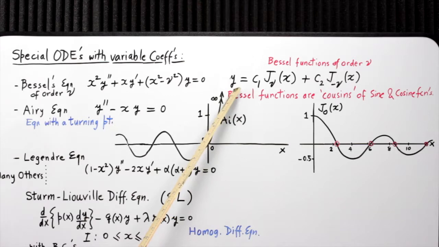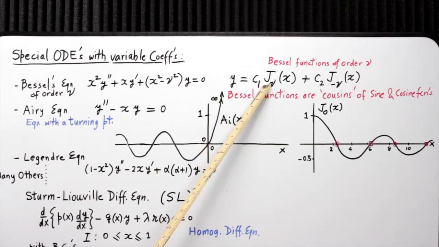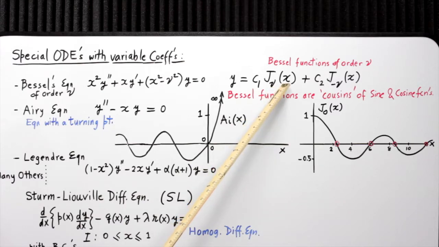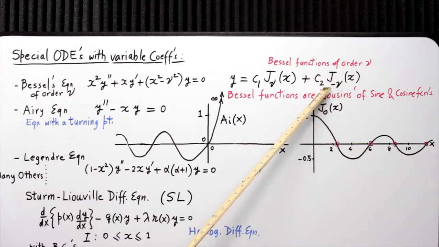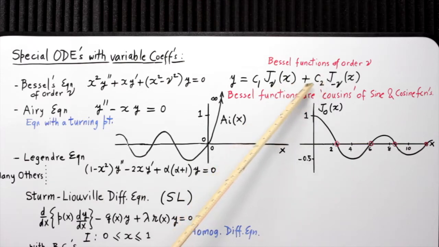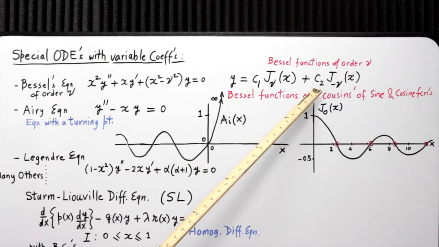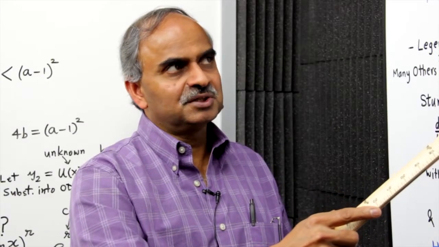And so the general solution is written in this form: C1, an arbitrary constant, times J subscript nu of argument x, the independent variable x, and this is the second linearly independent Bessel function. We will define Bessel functions more formally using series solutions later on. Let's make a note of some fundamental properties of Bessel functions.